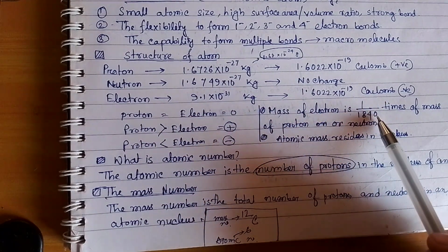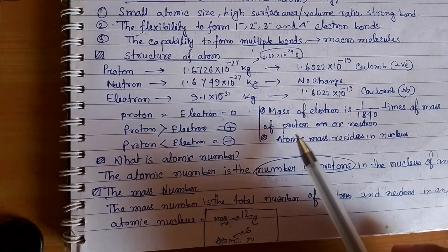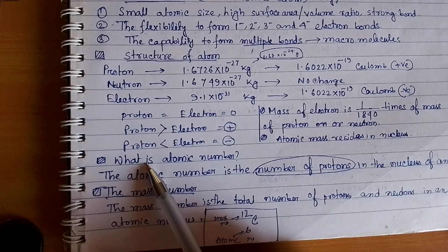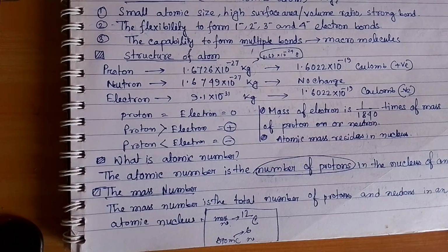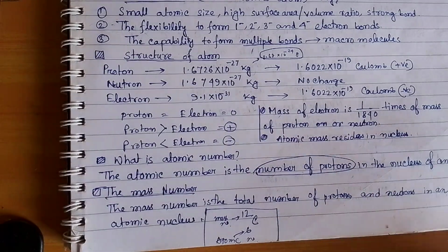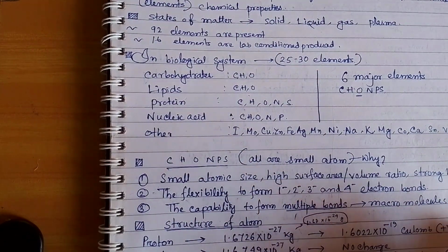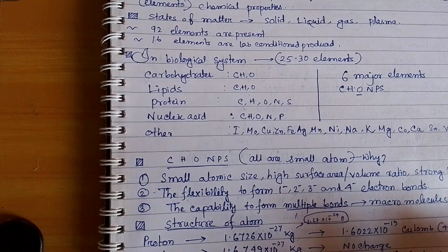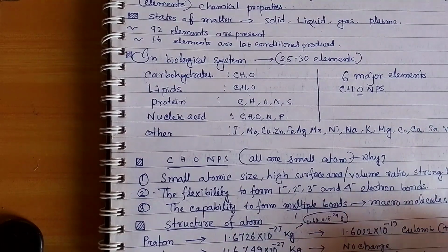So this is the lesser mass, and atomic mass resides in the nucleus, because the neutrons and protons are in the nucleus part. So in this 10 minute video you learned the basic introduction, what is matter and what is the atom. This is very basic, like in class 10 or class 6 chemistry, how atoms form bonds.